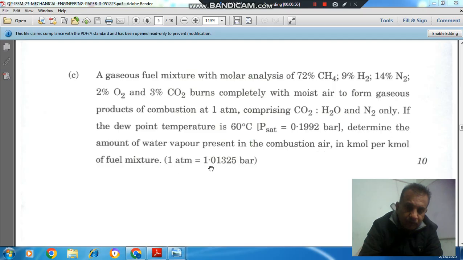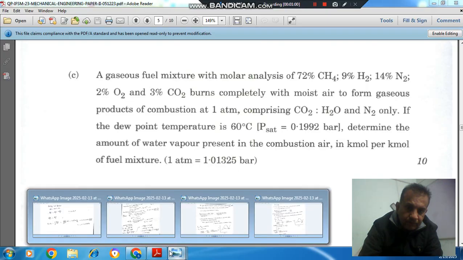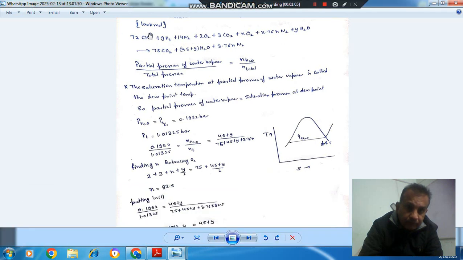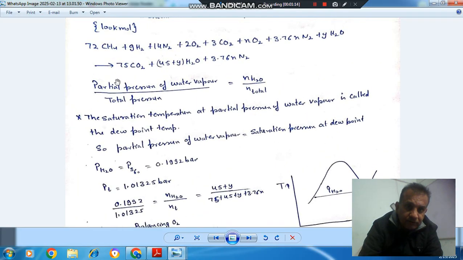1 atmosphere is equal to 1.01325 bar. So, forming the chemical reaction considering 100 kilomole of total fuel mixture: 72 kilomoles will be of CH4, 9 for H2, 14 for N2, 2 for O2, and 3 for CO2, as this is the percentage given.